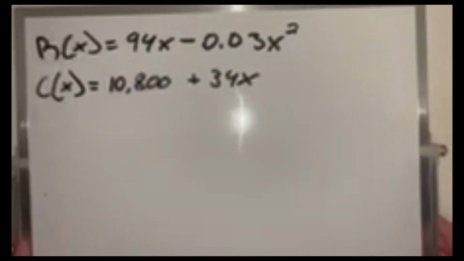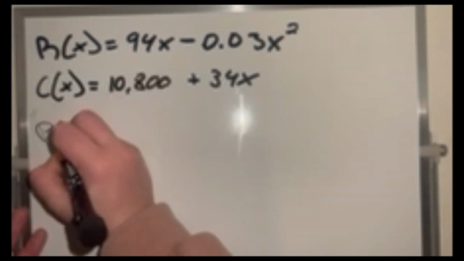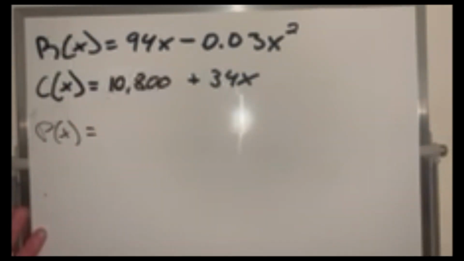We are first given our R of x and C of x functions. For our R of x function, we have 94x minus 0.03x squared. In our C of x function, we have 10,800 plus 34x. We are first told to find P of x, which is our profit function.